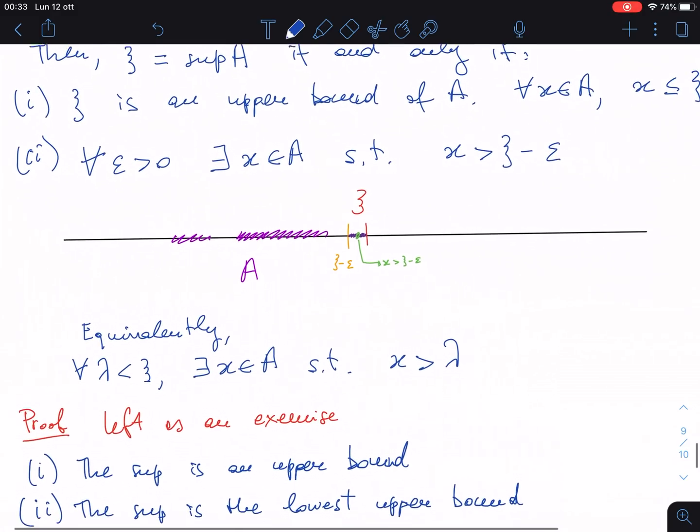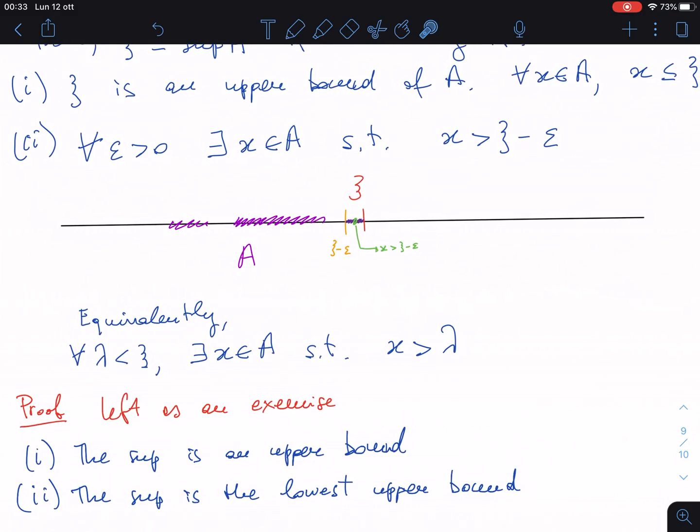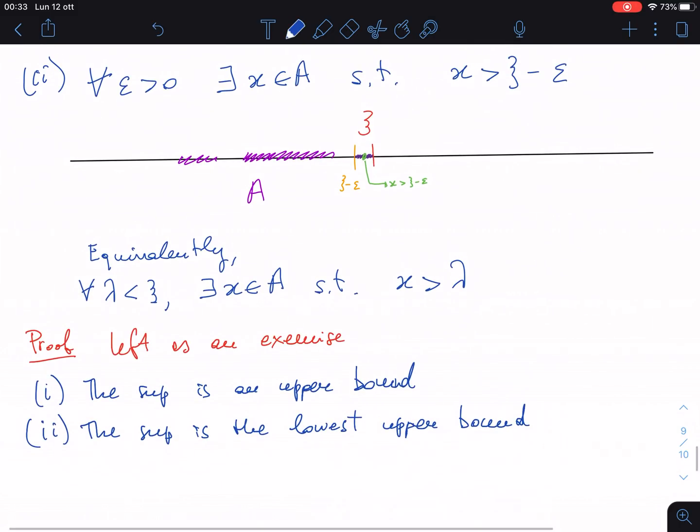The sup is the lowest upper bound means exactly that if we consider a lower number than the upper bound, then it cannot be an upper bound. There is an element of the set that exceeds this sort of shifted towards the left upper bound. So this is very important. And the message that we have from here is that the sup is somewhat attached, and the exact mathematical word is adherent.